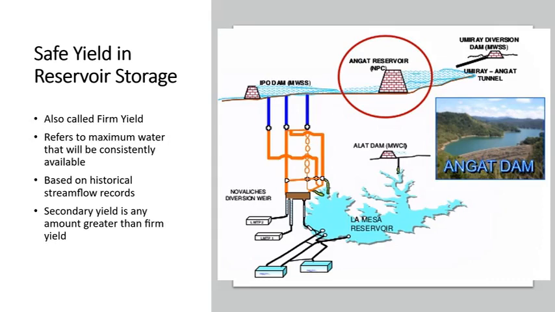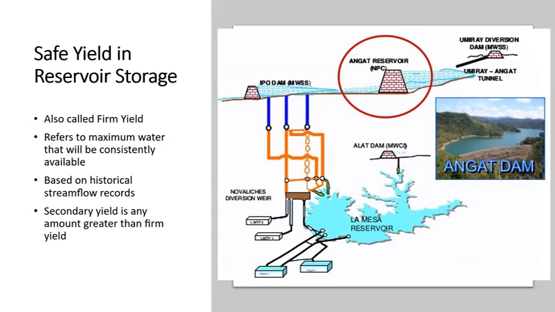On the figure is the schematic of the Angat Dam system. So you essentially have your Angat Dam reservoir in Bulacan. And this reservoir is actually being supplemented by another dam called the Umiray Diversion Dam. It's interesting to note that the Umiray Diversion Dam is residing on a different watershed. So this dam is on another watershed, and it's contributing water to the Angat through the Umiray-Angat Tunnel.